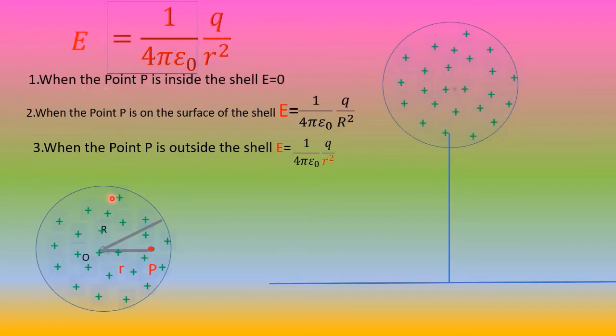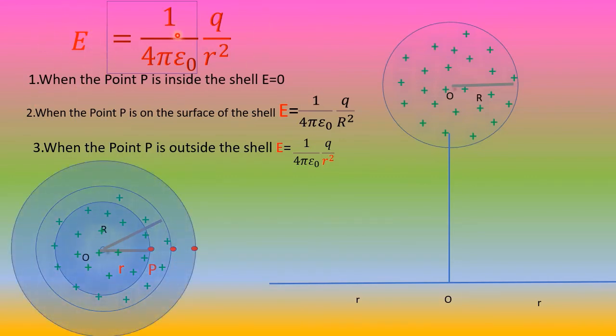How does electric field intensity vary with the distance from the center of the spherical shell? According to the equation, E is equal to 1 by 4 pi epsilon 0 q by r square. When the point P is inside the shell, as you already studied, the Gaussian surface is considered inside the shell. So no charge is enclosed by the Gaussian surface. E is equal to 0.